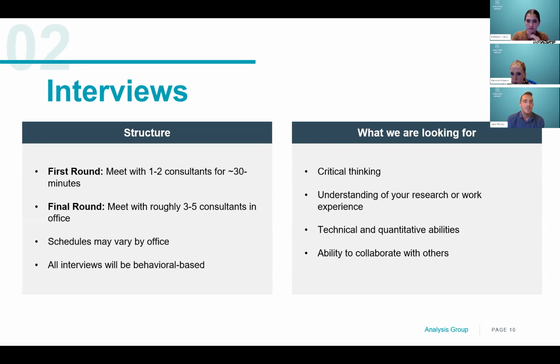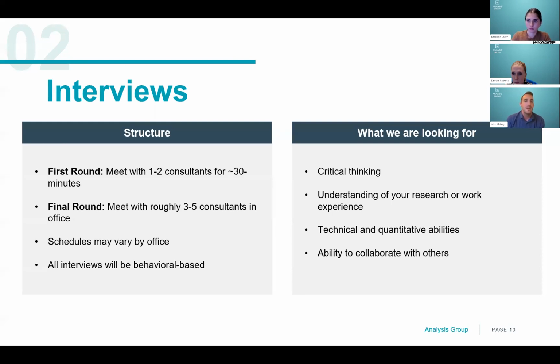Again, all interviews are going to be behavioral, so we do not have any case study questions, but we certainly will be asking about your technical and your quantitative abilities. So that is certainly something to be aware of and something to prepare for as you're putting together your cover letter, as you're getting ready for interviews, something you want to pay very close attention to.